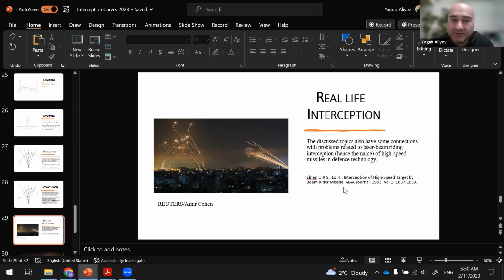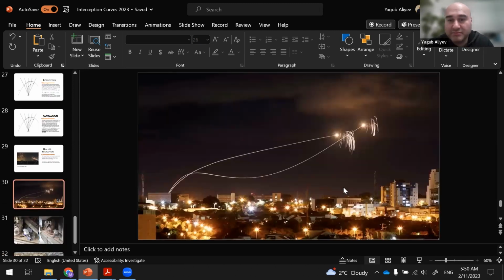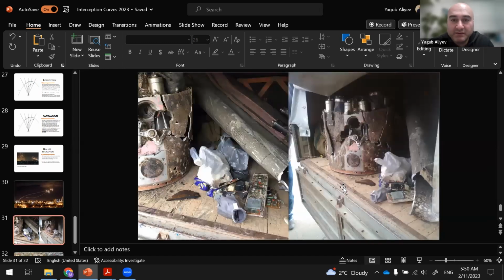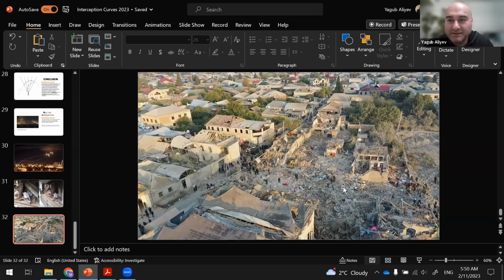Is this interception important? Probably everyone here will agree that it is very important for the security of countries. That's how intercepted rockets look like. If you intercept them, they are just a chunk of metal. But what happens when you don't intercept them? It looks like this. So it is important. It can have some important applications.